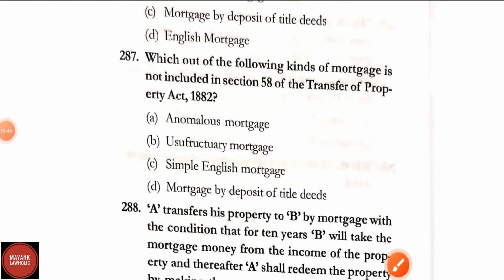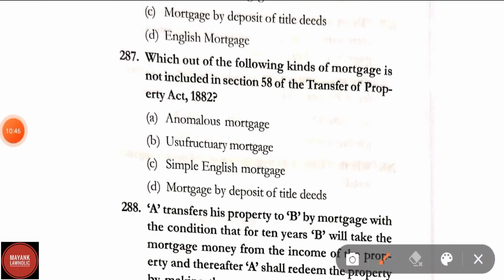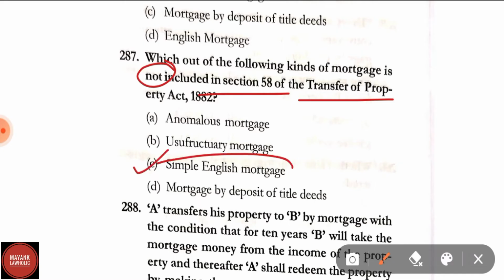Question number 287. Which one of the following kinds of mortgage is not included in section 58 of TPA? Options are anomalous mortgage, usufructuary mortgage, simple English mortgage, mortgage by deposit of title deeds. Correct answer is option C, that is simple English mortgage.